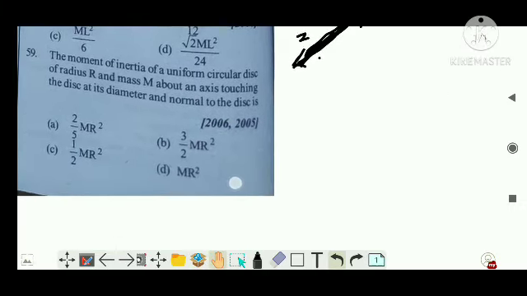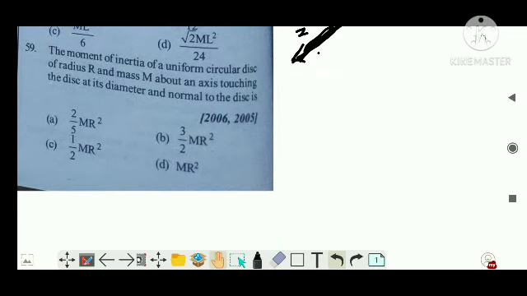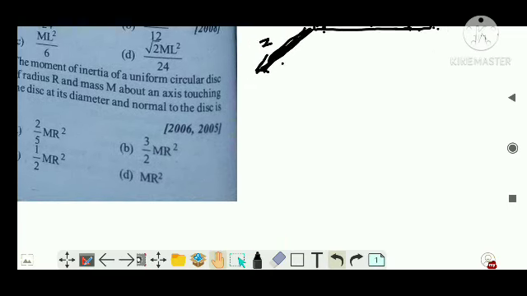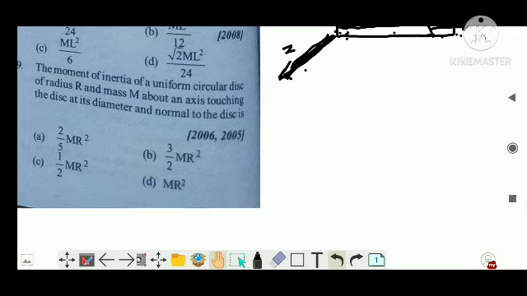59. Moment of inertia of a disk about an axis touching its diameter, normal to the disk. Have we done this one? I don't think so. No, we didn't do it yet.